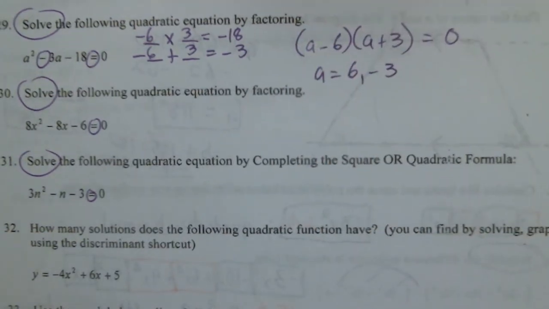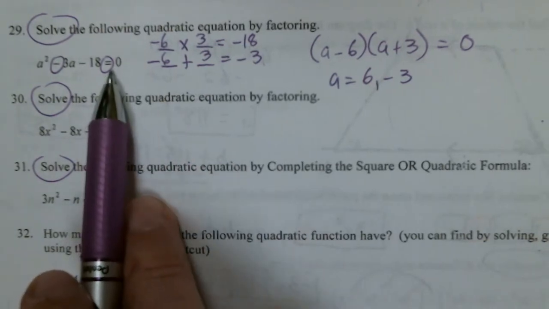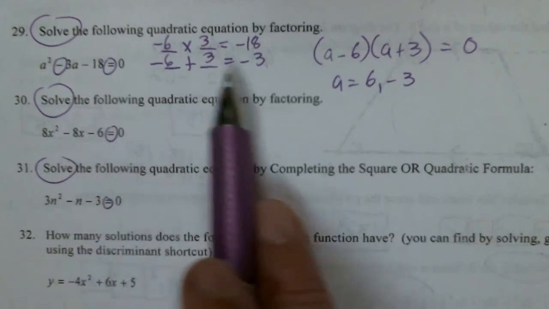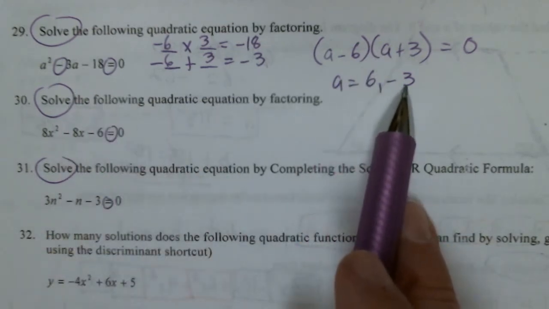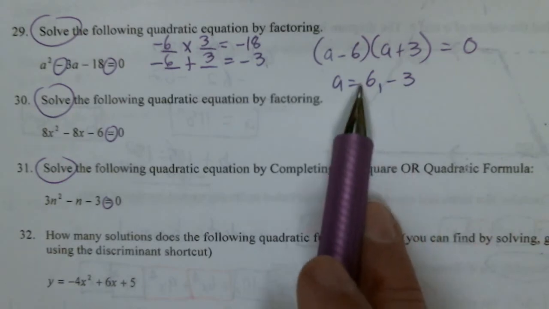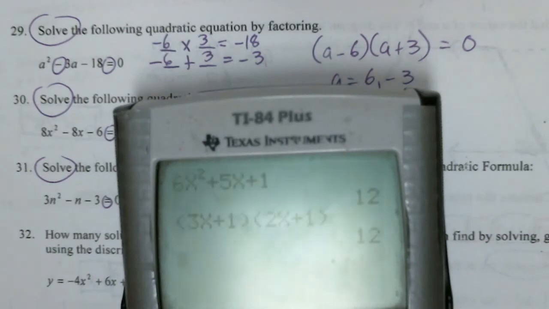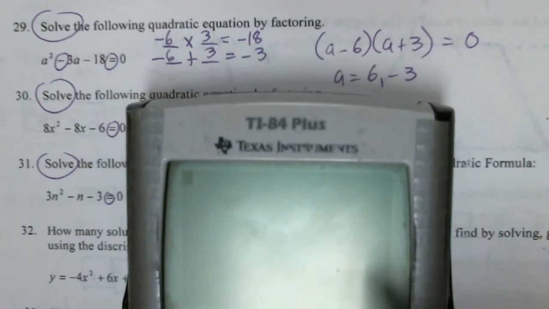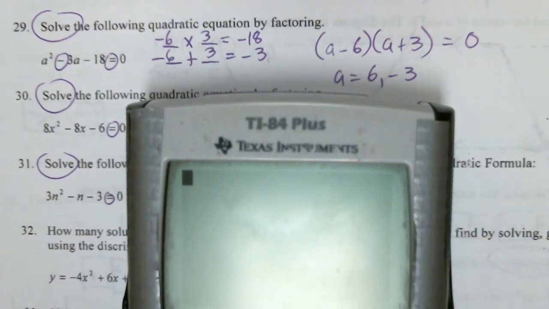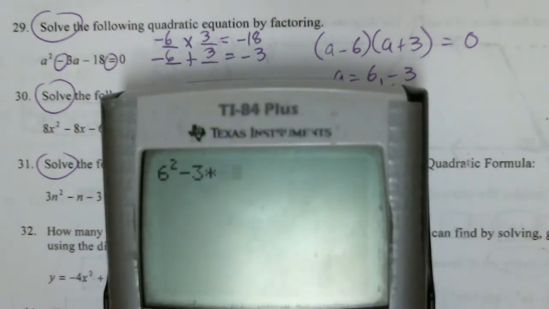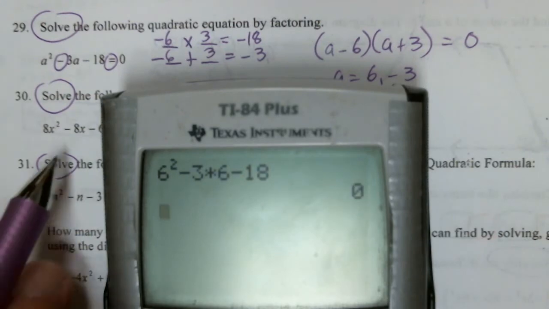Now, if you want to check this with your calculator, you can do it one of two ways. You could plug in these two binomials and make sure it matches that number. But if you want to plug in your actual answers to make sure you didn't mess up the flippy flip, take each of these numbers and plug it in for the variable. I'm going to take the 6 and plug it in everywhere I see an a. So instead of a squared, I've got 6 squared minus 3 times 6, and then minus 18, and that better equal 0, which it does.